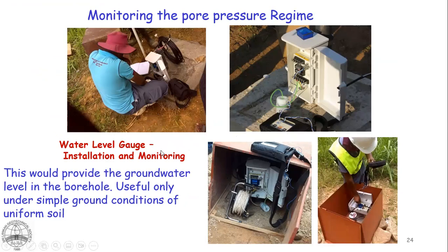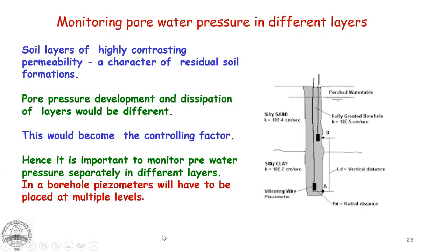The water level gauge is installed in a borehole to monitor the water level. So if the ground is not highly variable, this kind of thing would be helpful. But in a more variable situation where the subsoil consists of different layers of contrasting permeability and shear strength characteristics, it would be required to monitor the pore pressure in different layers. So in a single borehole, one may install different types of pore pressure measuring devices at different levels.